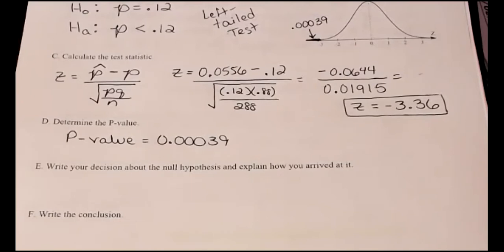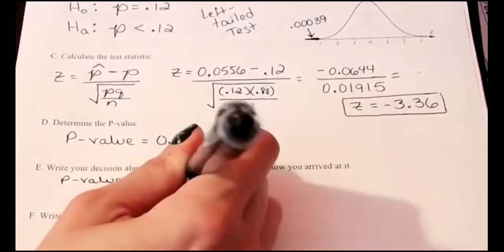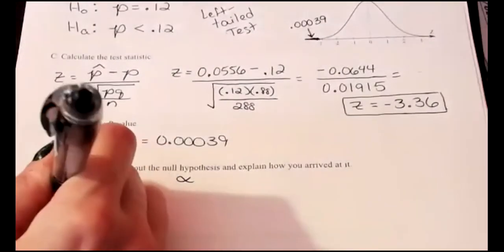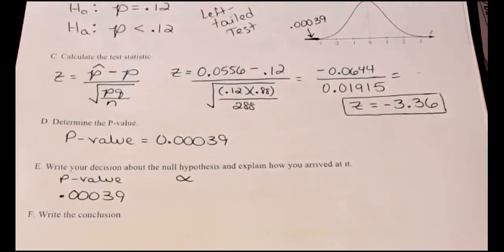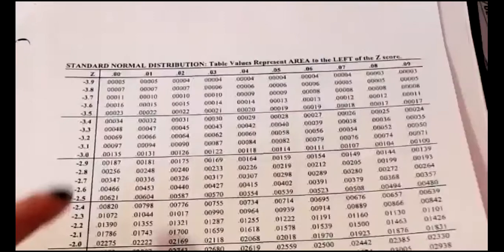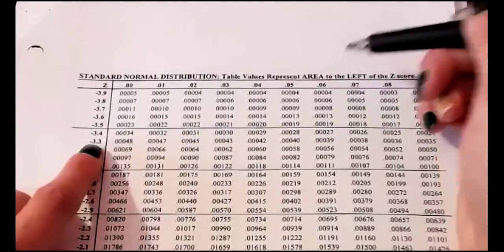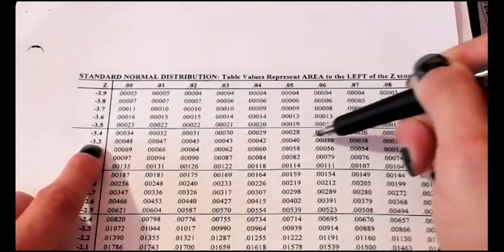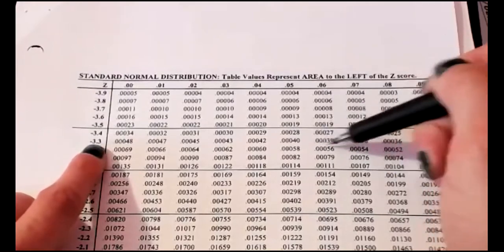0.00039. Beautiful. So now we're ready to write our decision about the null hypothesis and explain how you arrived at it. Recall that we have to compare the p-value to the alpha. So we want to write p-value and compare it to our alpha. Our p-value is 0.00039. Oh, Ava, great question. When you go to your z-score table, you want to look up negative 3.36, and then you go to the intersection, and it's right here, 0.00039. So we use the z-score table to find that value.